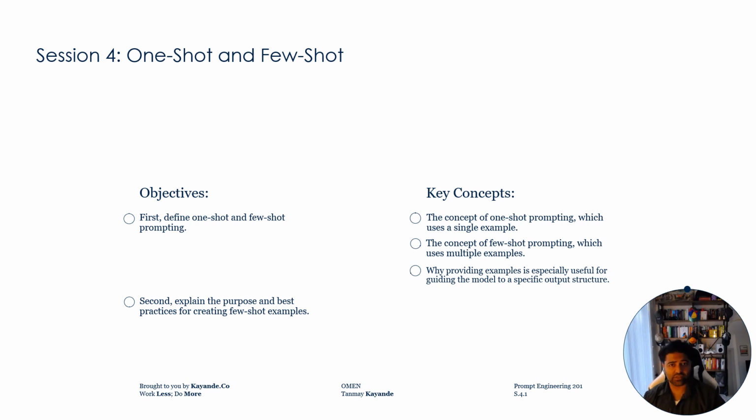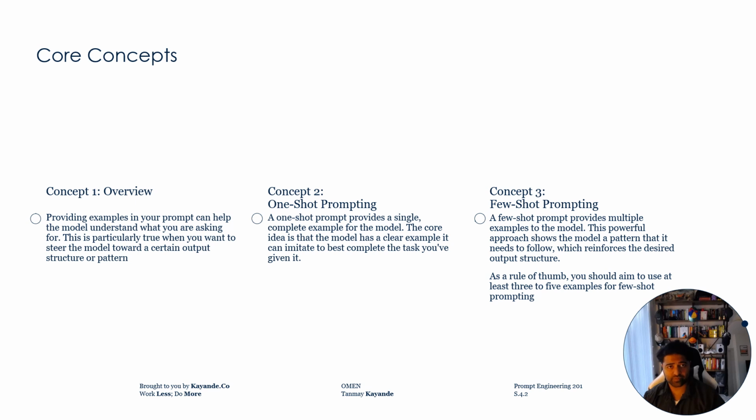By the end of this session, you'll be able to define one-shot and few-shot prompting, and secondly, explain the purpose and best practices for creating few-shot examples. To get there, we'll cover a few key ideas: the concept of one-shot prompting, which uses a single example, and the concept of few-shot prompting, which uses multiple examples, and why providing examples is especially useful for guiding the model to a specific output structure. This information, if you're following along on the white paper, is between pages 14 to 16.